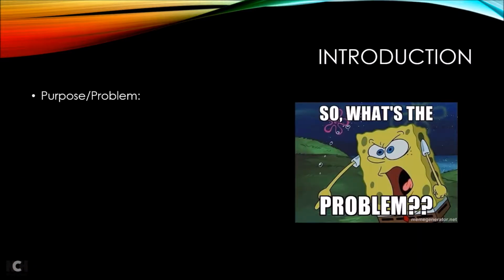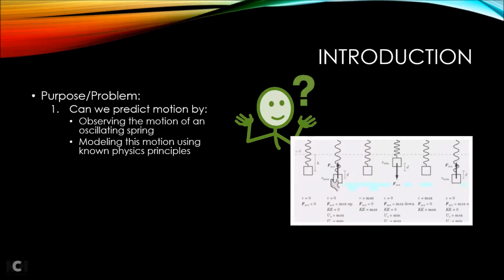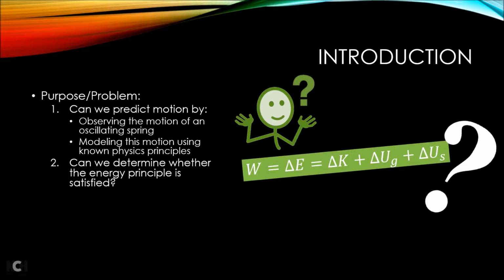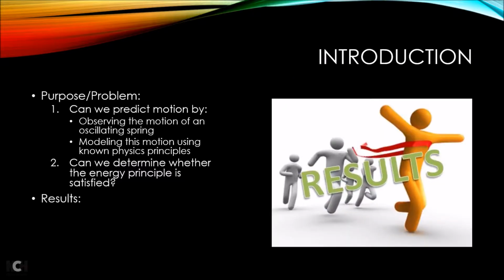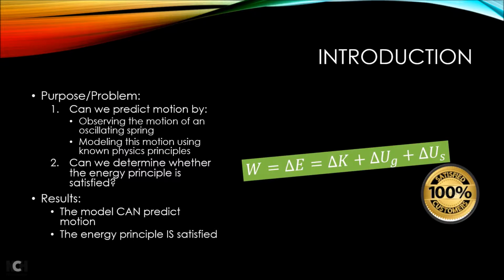The purpose of this lab is to, 1, see if we can predict motion by observing the motion of an oscillating spring and modeling this observed motion using known physics principles, and 2, determine whether the energy principle is satisfied. After completing this lab, we found that the model we create does predict motion and the energy principle is satisfied.